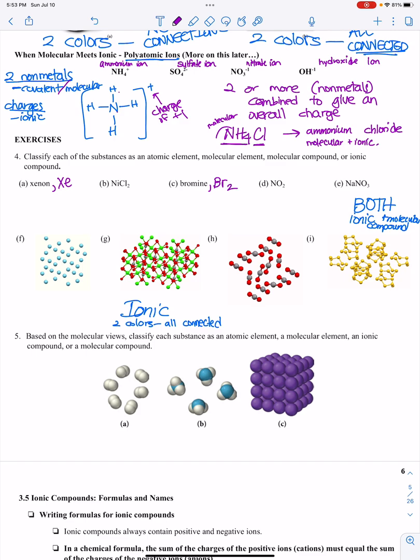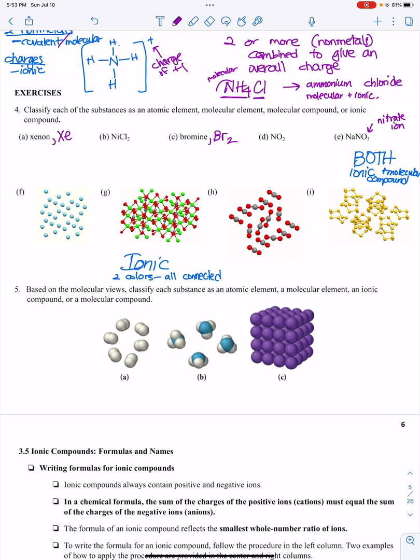E is NaNO3. NO3 is the nitrate ion, and I had to think, if I see a polyatomic ion in a compound, I have to think it has both ionic and molecular compound. Boom, I gave you the answer to E. And then I also did G here. Looking at this structure, I see two colors, and they are all connected, so I would consider this an ionic compound.